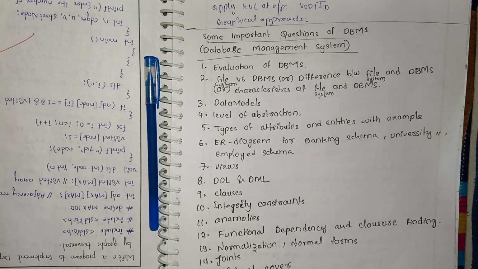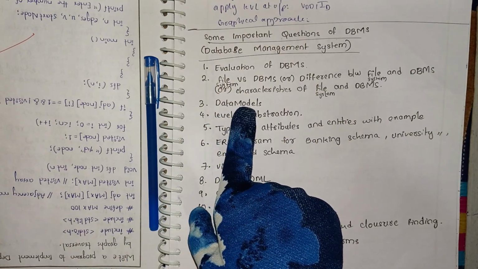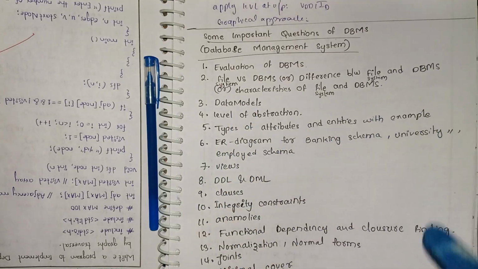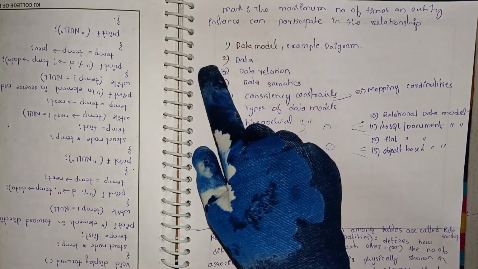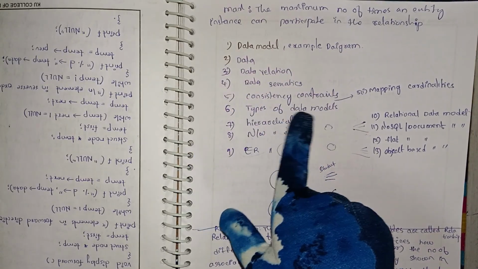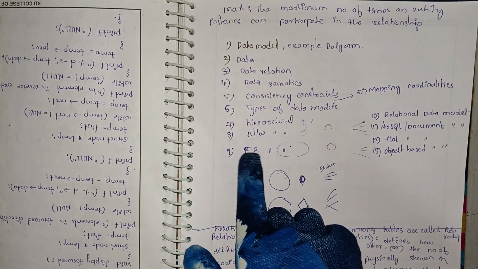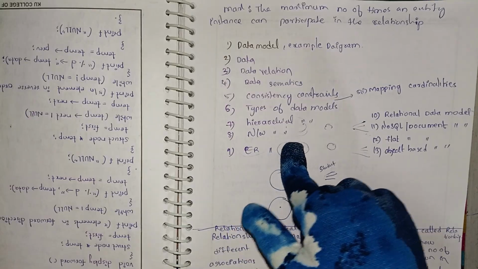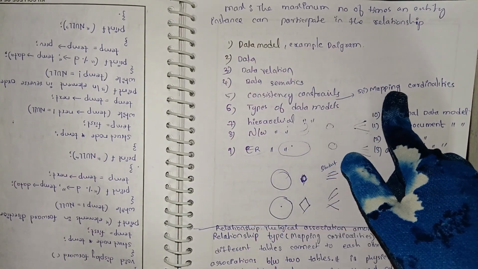In the previous class, I explained the third important question and its half answer. That is, what is a data model, with an example, data relations, data semantics, consistency constraints, and the types of models. I explained the hierarchical model, the network model, and the data model. In the model we have also discussed mapping cardinalities.